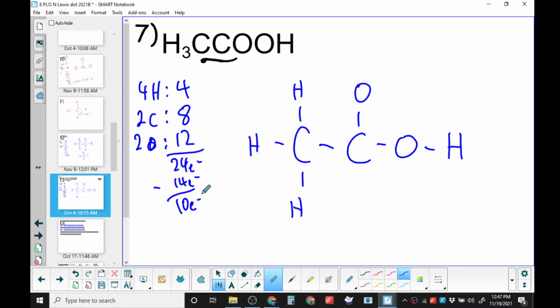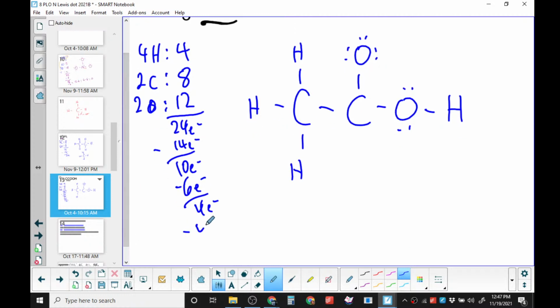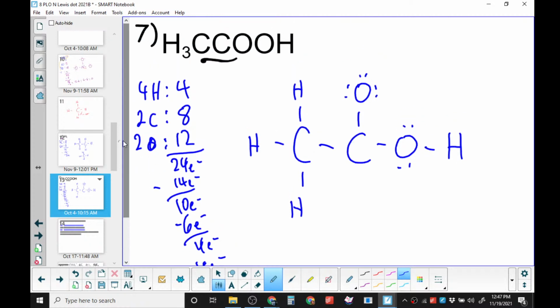Who should I give electrons to? Oxygens. Why not carbon? They're the central atom. So we start here, give it an octet. Minus 6. Give this one an octet. And we're done. Anybody unhappy? Yeah, who's unhappy?